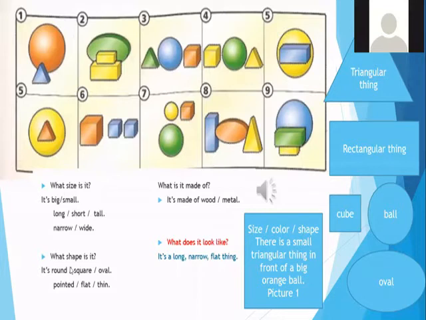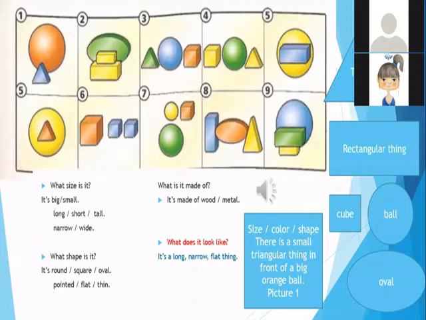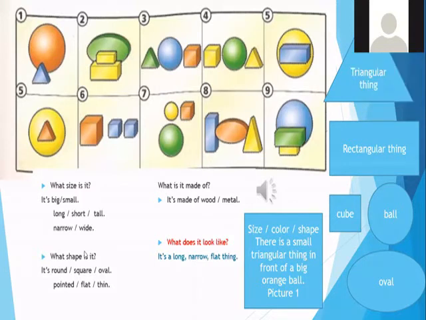Nerjas. Go ahead, Nerjas. There is a small blue rectangular thing in front of a big round yellow ball. Number 1. No, 5. Oh, number 5. It's number 5, Nerjas. Yes. Thank you very much.